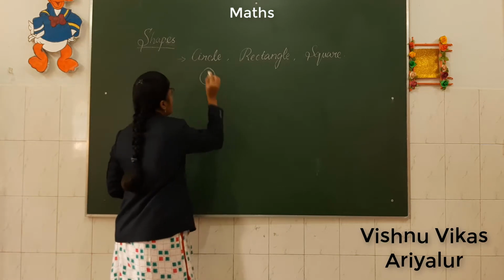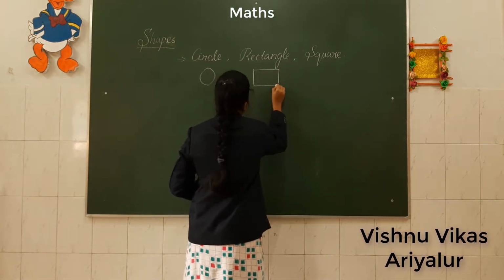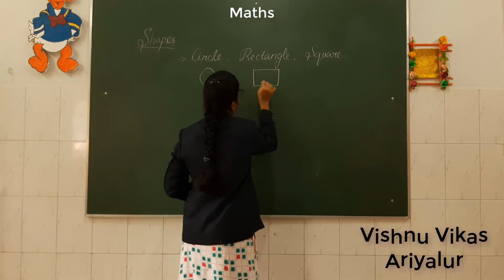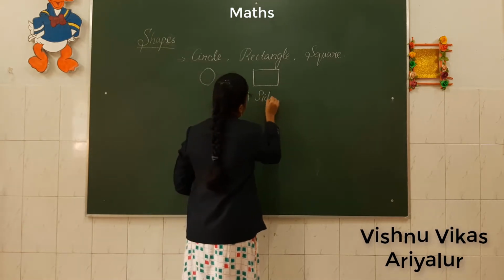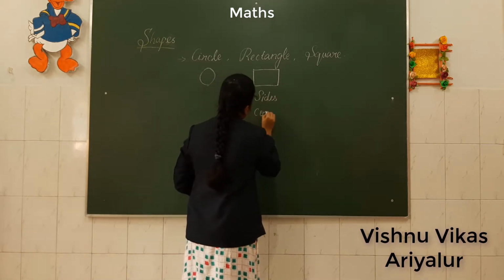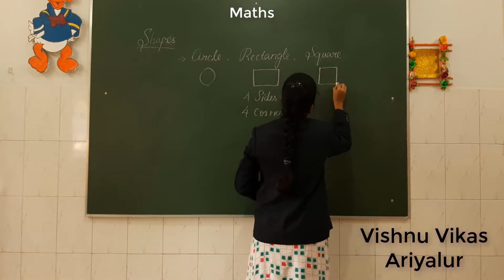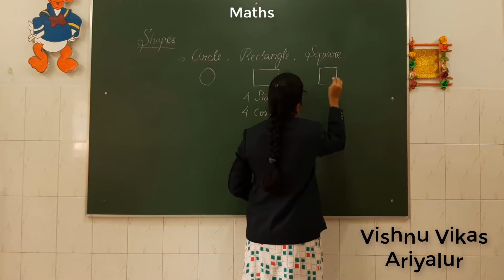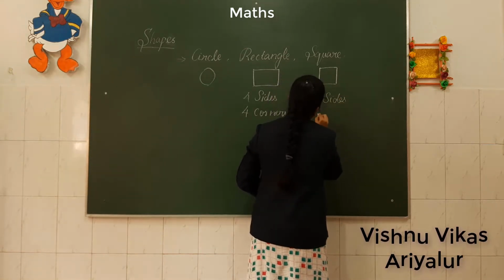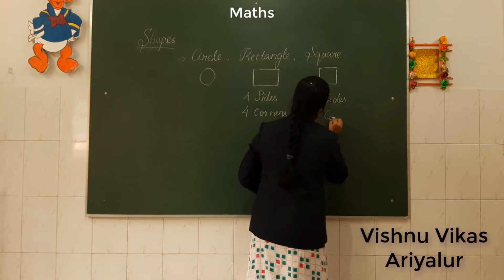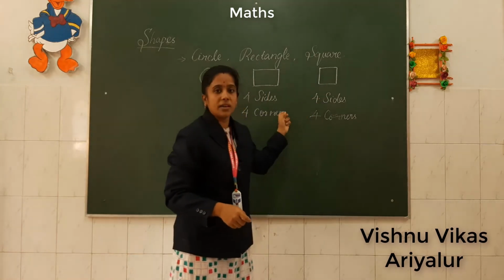A circle has no sides and no corners. This is a rectangle which has 4 sides. 1, 2, 3, 4. 4 sides and 4 corners. Am I right? 4 sides and 4 corners. Here comes the square. How many sides? 1, 2, 3, 4 corners and 4 sides. 4 sides and 4 what? Corners. It has corners.